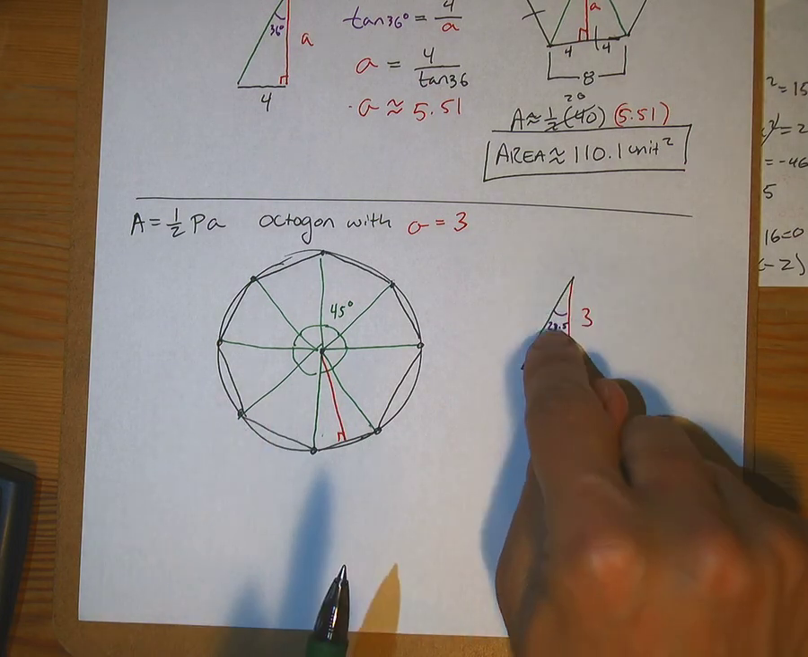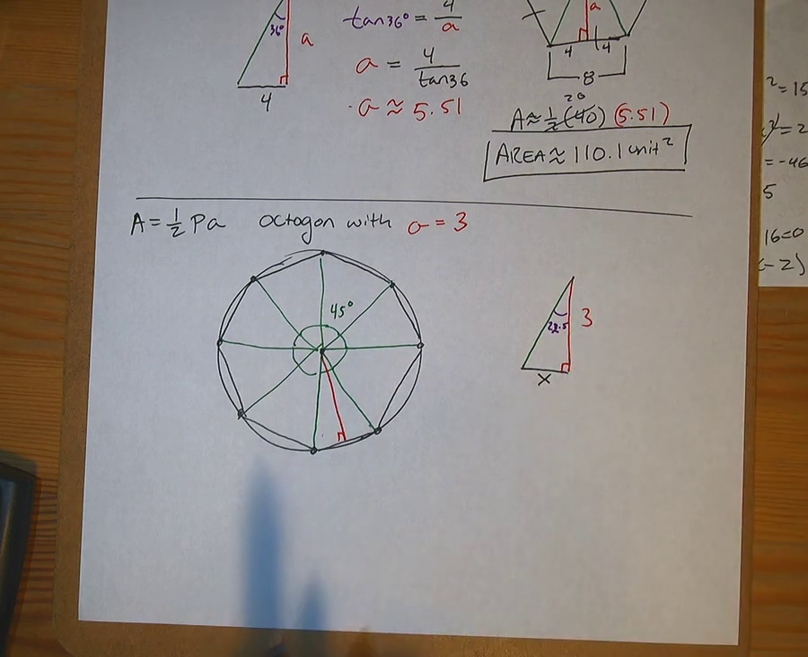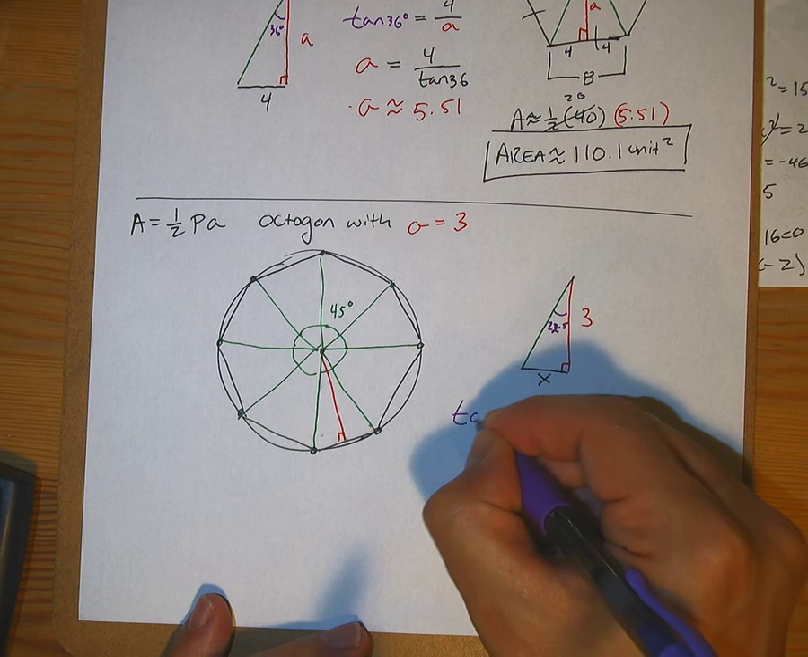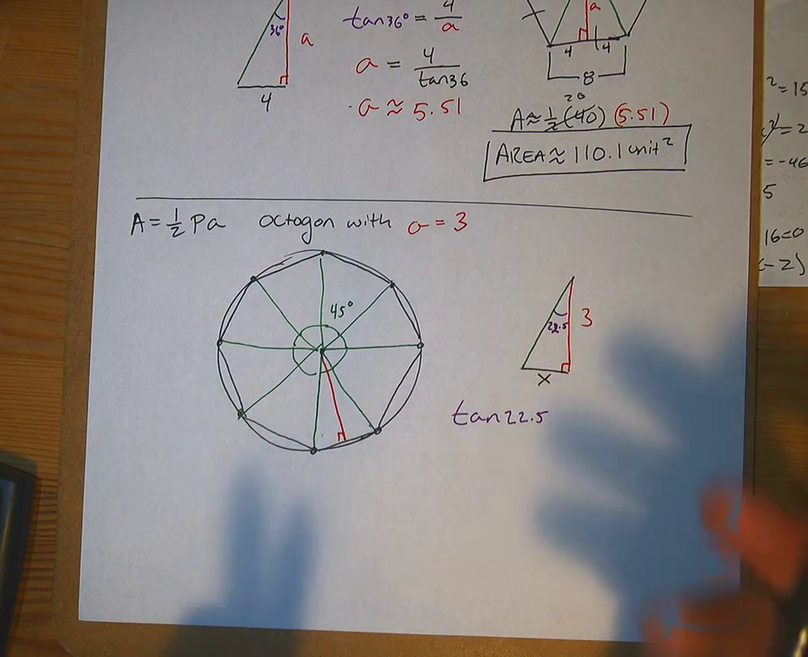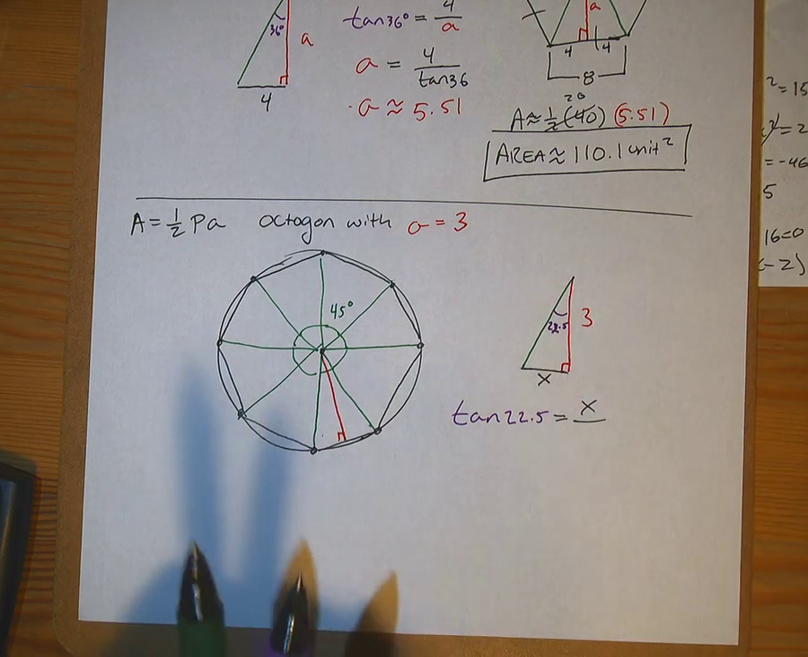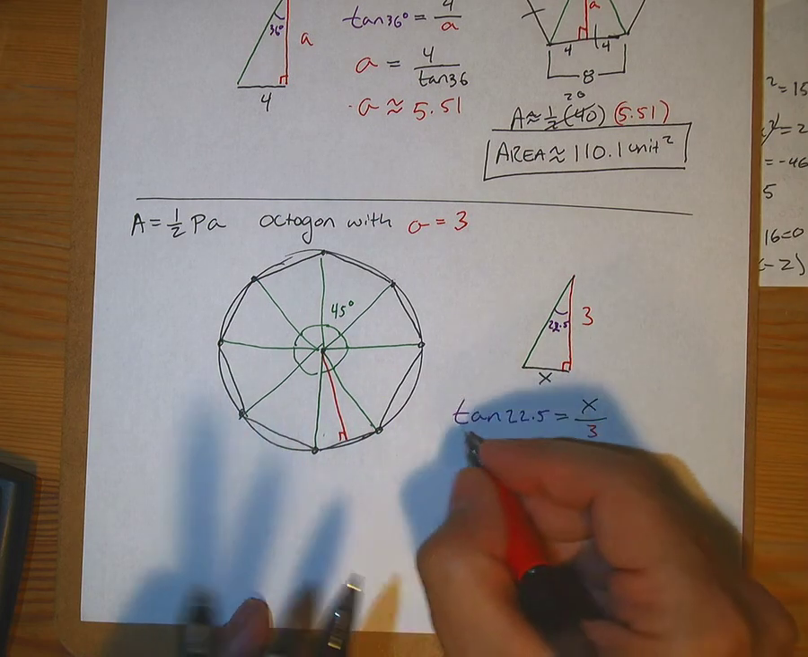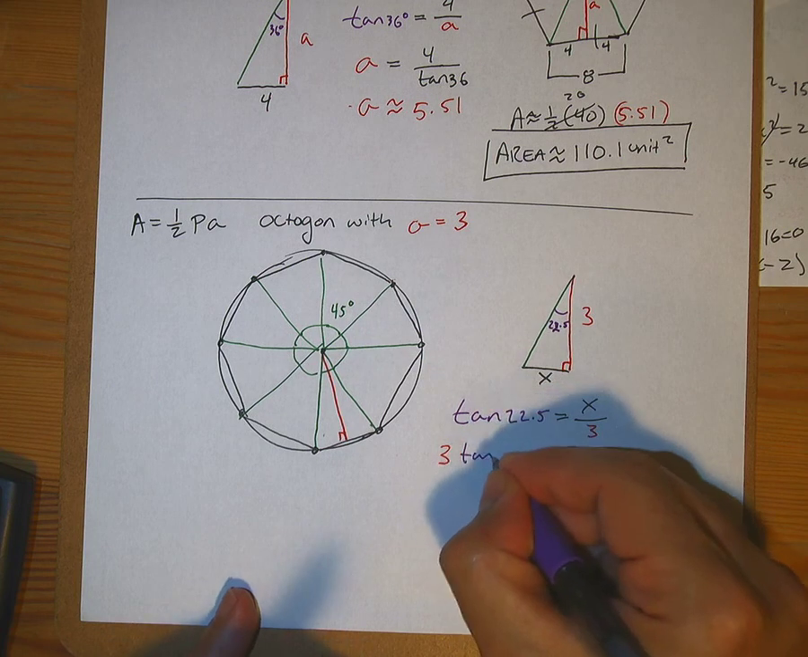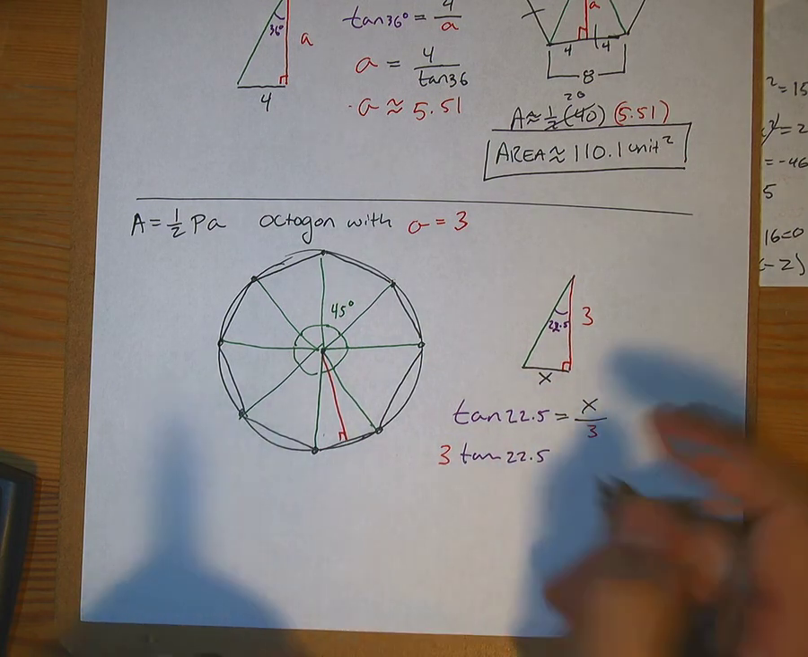Again, I've got an angle. I want to find the opposite. I have the adjacent. So again, opposite and adjacent, that tells me I'm going to use tangent. So tangent of 22.5 is going to equal the opposite over the apothem. And this time it's a lot easier to do. I can just multiply both sides by 3. 3 times the tangent of 22.5 equals x. That's exactly what x is.